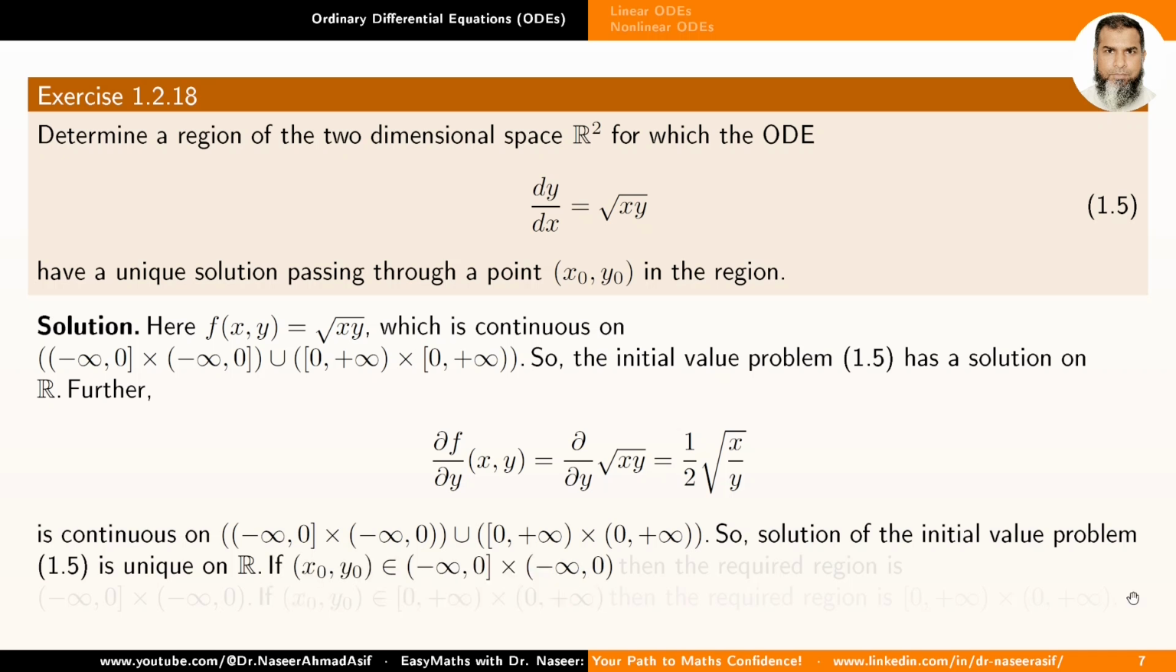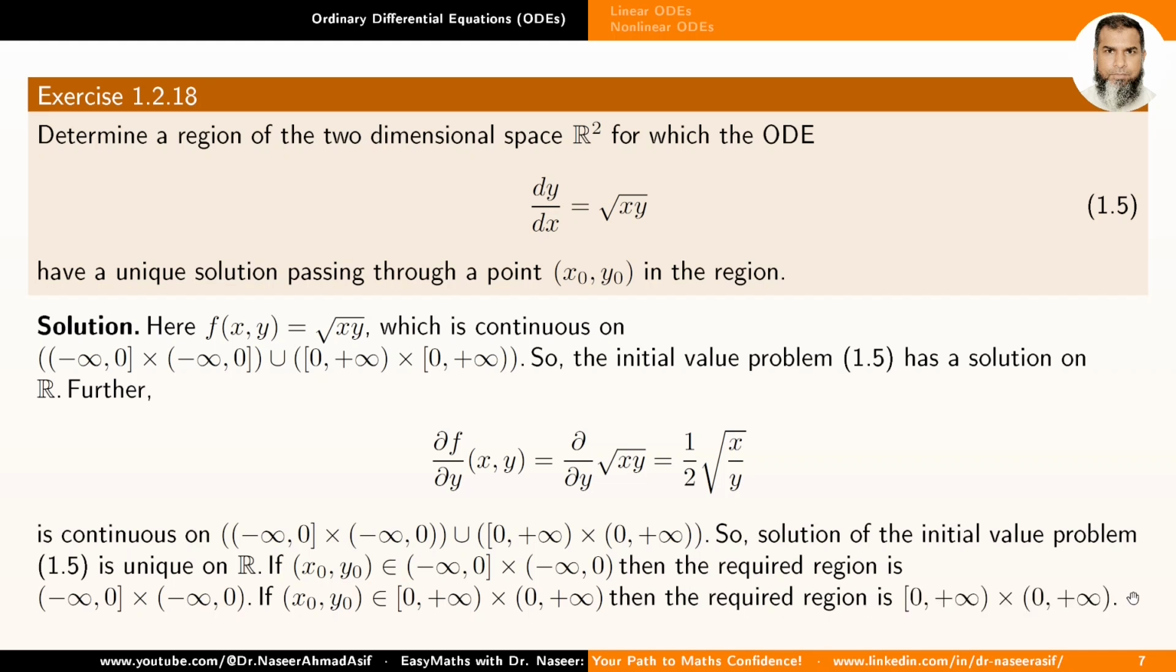If (x naught, y naught) belongs to the closed interval minus infinity to 0 cross the open interval minus infinity to 0, then the required region is the closed interval minus infinity to 0 cross the open interval minus infinity to 0. If (x naught, y naught) belongs to the closed interval 0 to plus infinity cross the open interval 0 to plus infinity, then the required region is the closed interval 0 to plus infinity cross the open interval 0 to plus infinity.